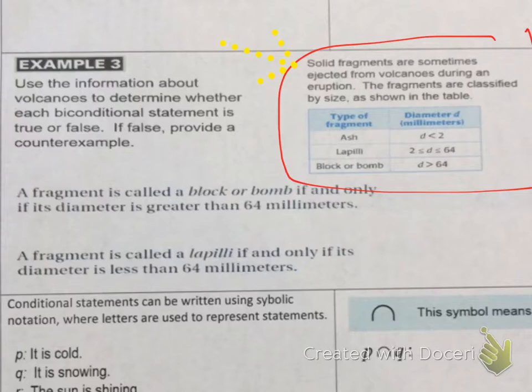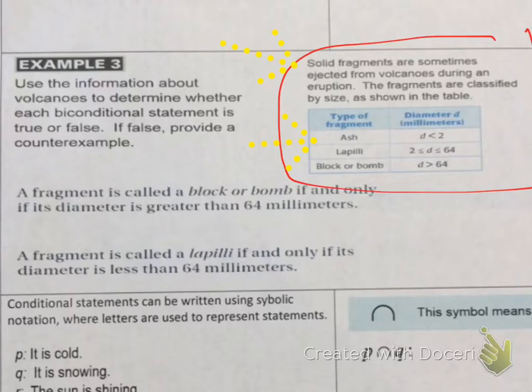So it's called ash if the diameter is less than 2, it's called lapillary if the diameter is greater than or equal to 2 and less than or equal to 64, and it's called a block or bomb if the diameter is greater than 64. So let's just read the statement and see what it says.